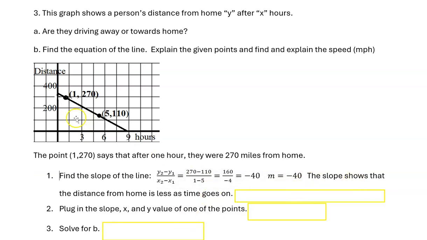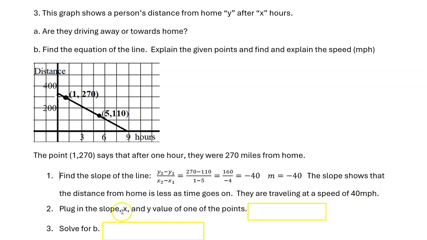The slope shows that the distance from home is getting less as time goes on. So our slope is negative because we're getting less. But if we were talking about the speed in miles per hour, well, you don't have negative speed. So the speed here is they're traveling at a speed of 40 miles per hour, but their distance is shrinking as time goes on. That's why the slope looks negative.